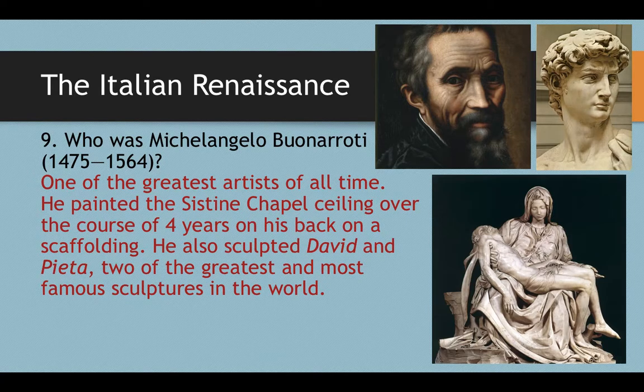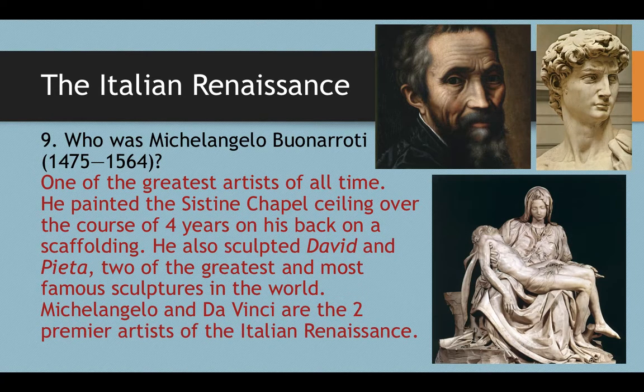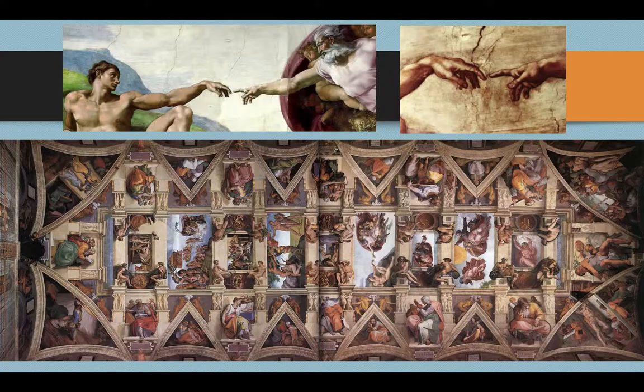He also sculpted David, the sculpture you see in the picture there at the top right, and he also sculpted the Pieta, which is the sculpture at the bottom there with Mary holding her son Jesus after the crucifixion. So, two of the most famous and really greatest sculptures of all time. Michelangelo and Da Vinci are seen as the two premier artists of the Italian Renaissance.